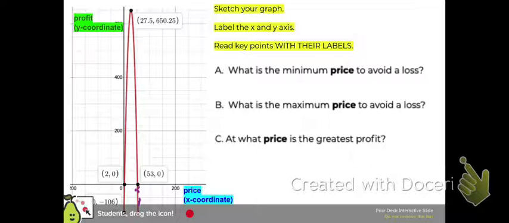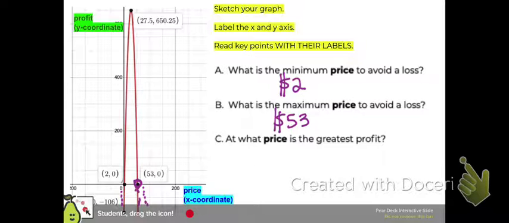So what is the minimum price to avoid a loss? Which point am I looking at? It would be this one right here. When I charge $2, I have 0 profit. Anything less than $2 is a loss. So the minimum price is $2. What is the maximum price to avoid a loss? $53, right here. Once I charge more than $53, I go back down here into loss. So at $53, I'm breaking even. Anything more than that, I'm going to have a loss.